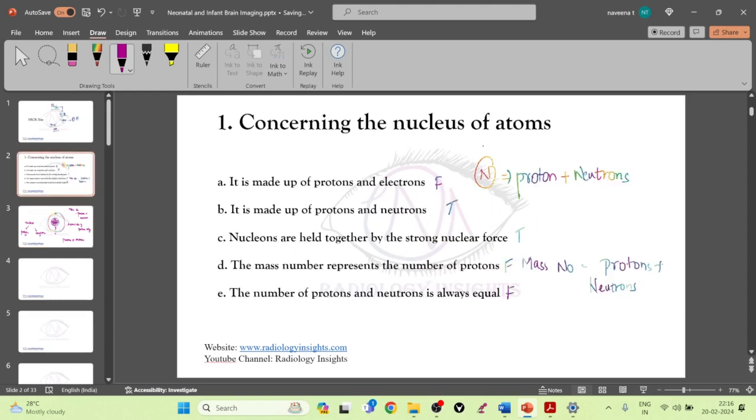So concerning the nucleus of atoms, there are three important sentences. It is made up of protons and neutrons, and nucleons are held together by the strong force. Mass number is protons plus neutrons. Only protons is nothing but atomic number. Number of neutrons and number of protons are not always equal.